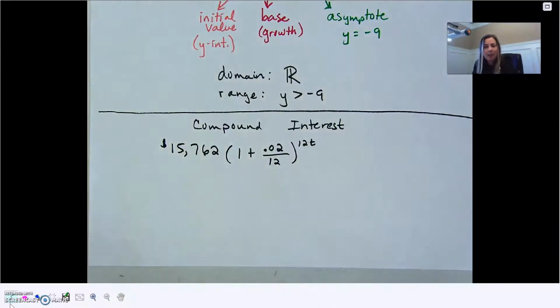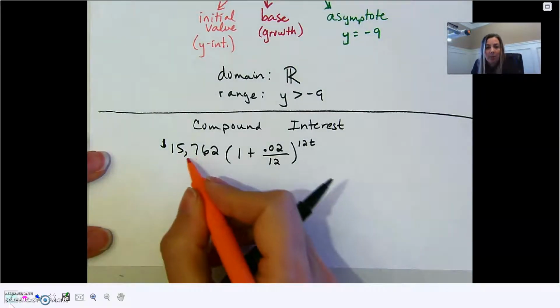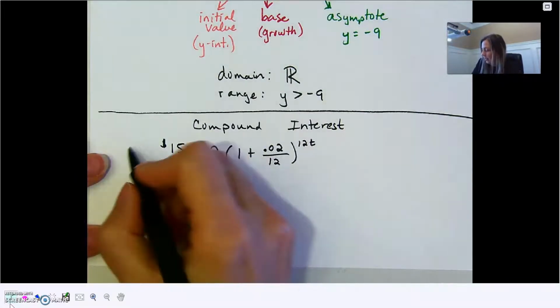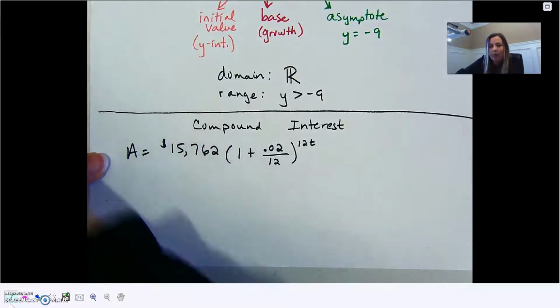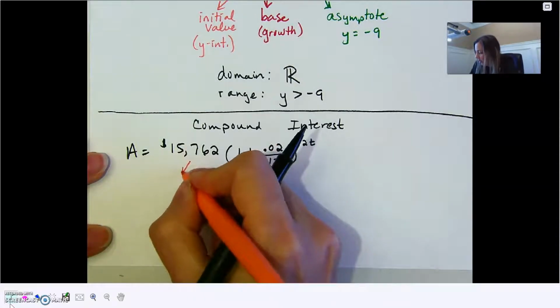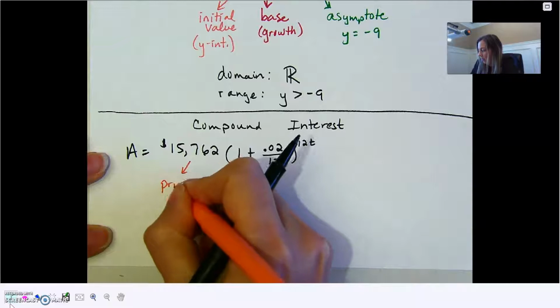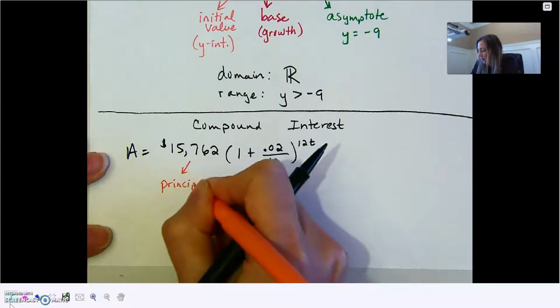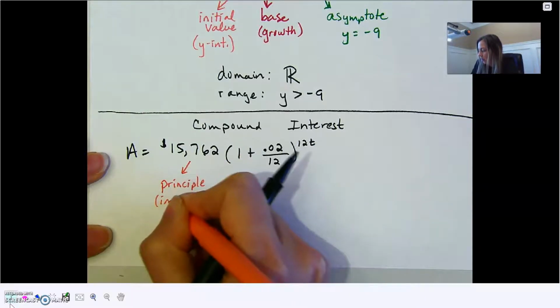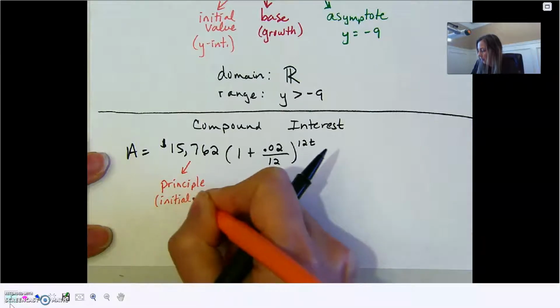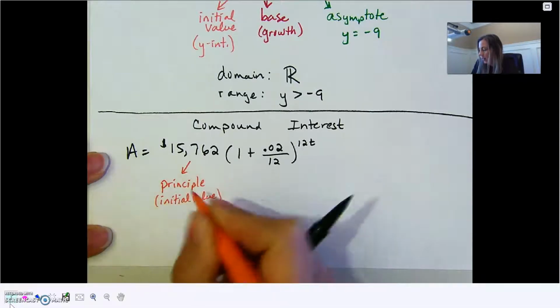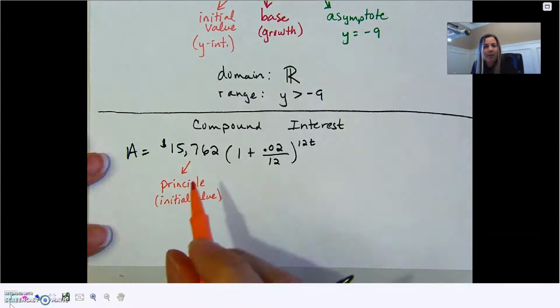All right, so let's take a step back and just highlight what I just wrote down. So the number in the beginning, right? Let's say this is your account, A for account. The number in the beginning is your investment. We call that the principal. It's also known as the initial value. That's your y-intercept for these graphs.